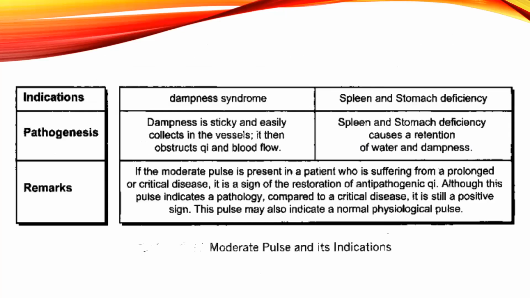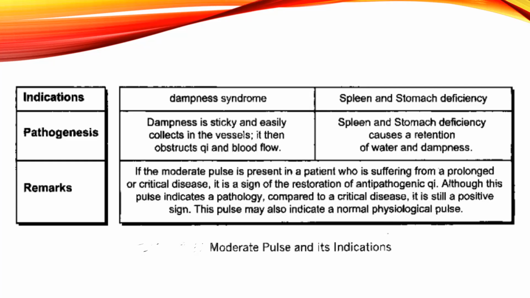So indication po niya, kung may dampness syndrome, spleen and stomach deficiency. So ang pathogenesis, kung dampness syndrome, dampness is sticky and easily collects in the vessel. Madali pong pumunta yung mga dampness na yan sa ating mga blood vessel. And then haharangan po niya yung daloy ng chi and blood. Then spleen and stomach deficiency. Spleen and stomach deficiency causes a retention of water and dampness.